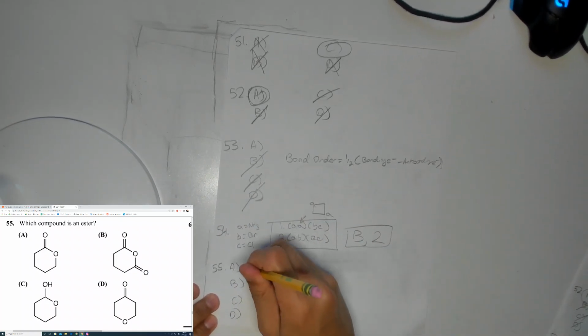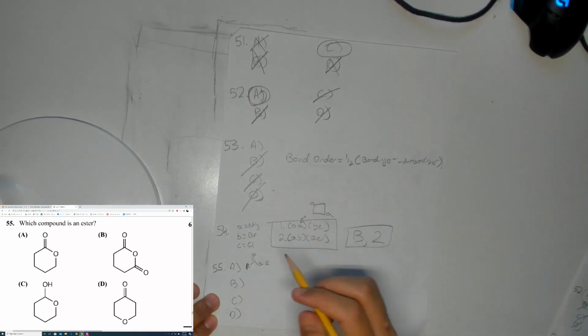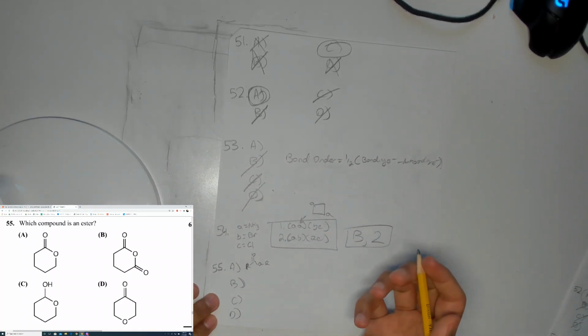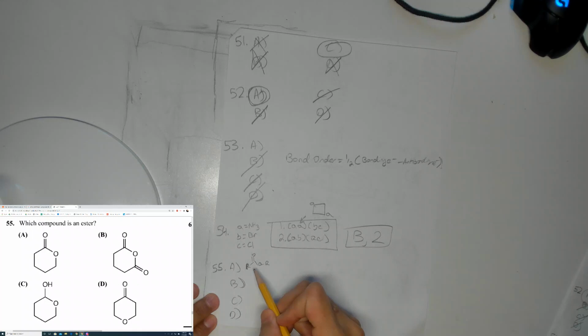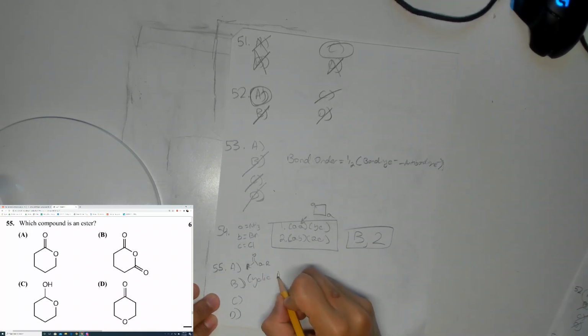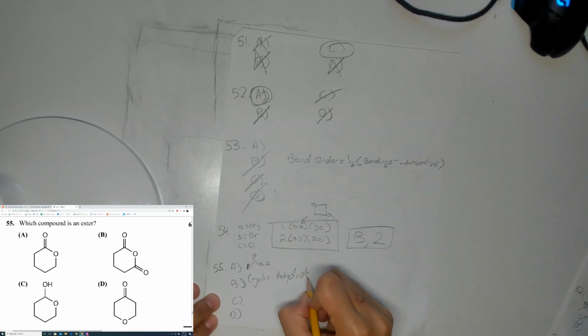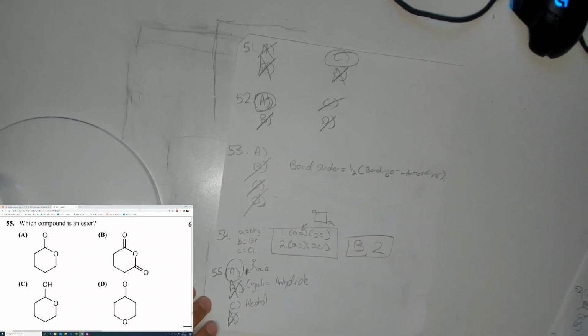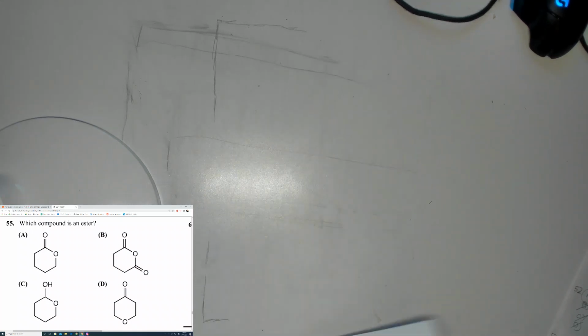You have a carbonyl, then an oxygen bonded to it, then two R groups. That's an ester. Now B, you may think it's an ester, but it's just a cyclic anhydride. An ester only has one direction, whereas the anhydride has carbonyl groups on both sides surrounding an oxygen. So this is a cyclic anhydride group, and you cross out B. C is an alcohol because it's an OH group, and D is a cyclic ketone or something. So A is our answer. Moving on.